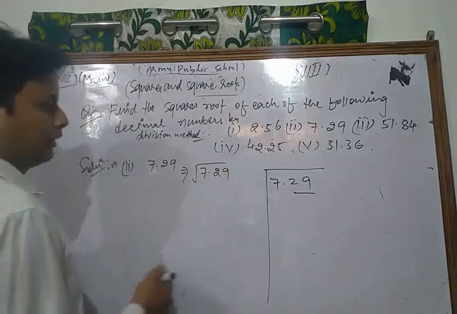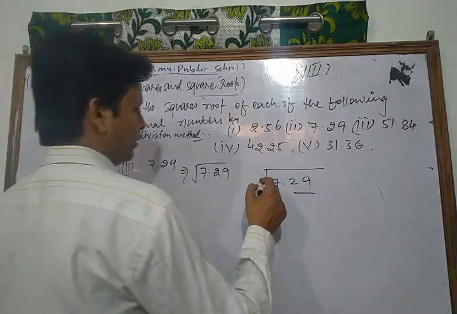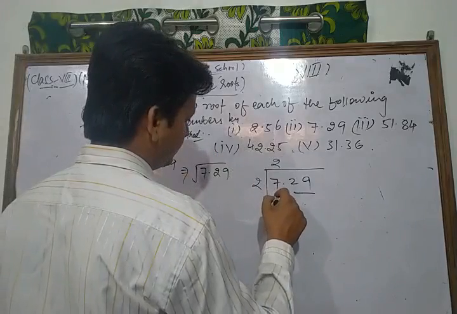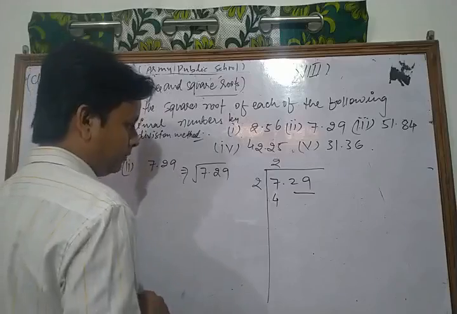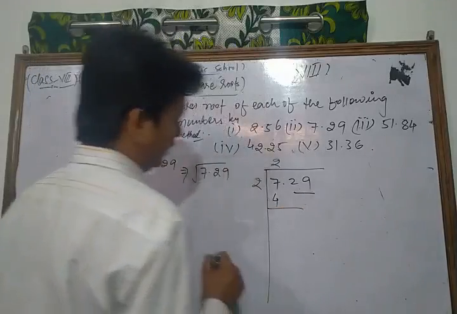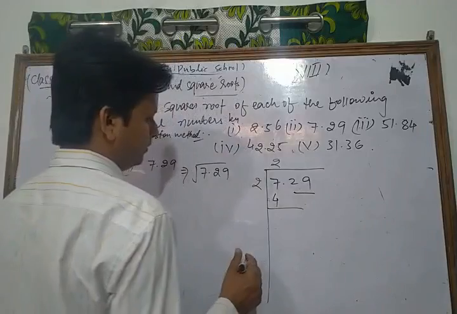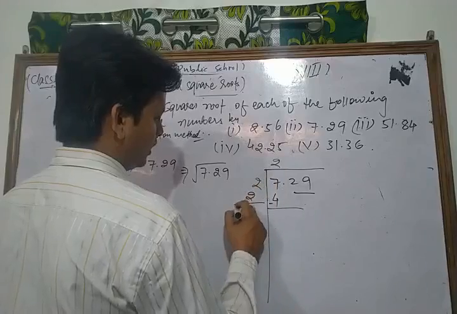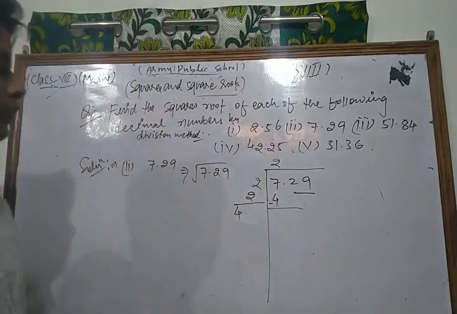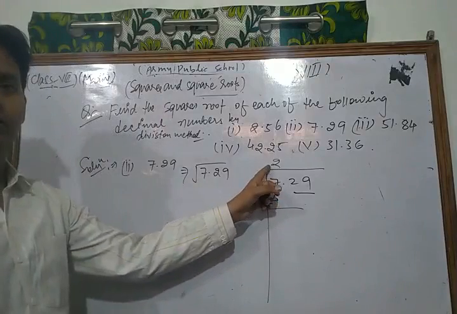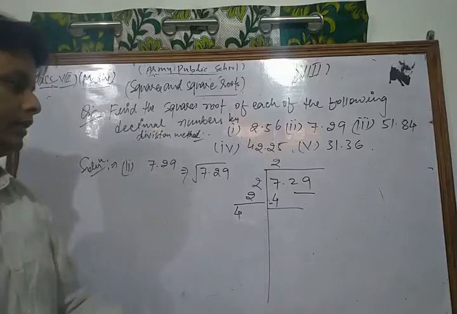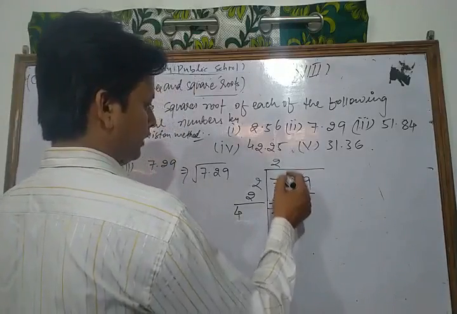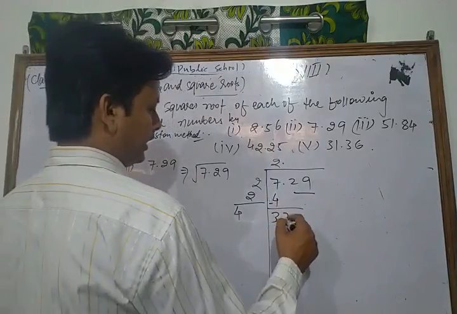Now we take 2 twos are 4. Now we subtract them. Here we write 2, and adding that quotient to the divisor, now this is 4. Now we write 29. Before that we write the decimal here. Now we write 29.